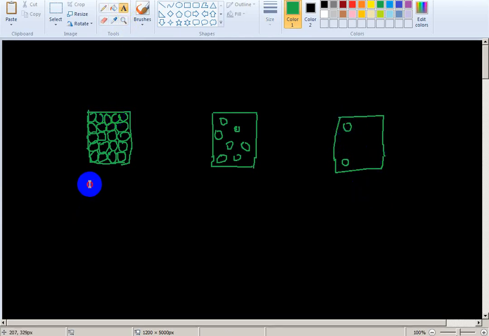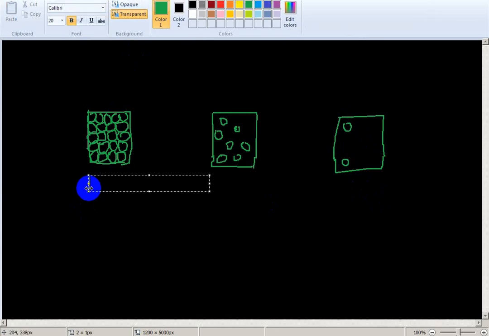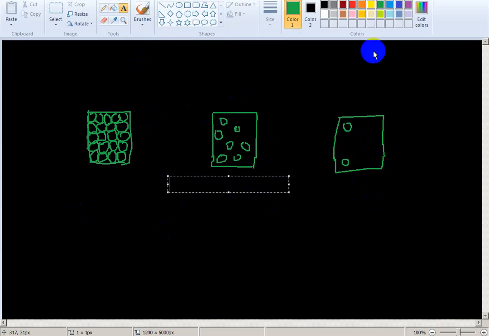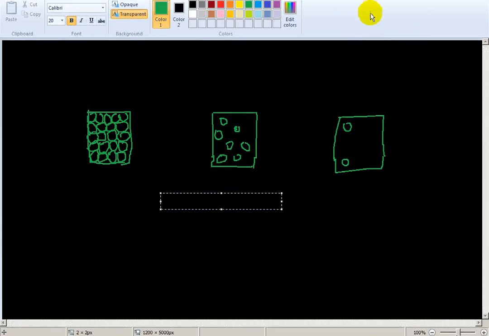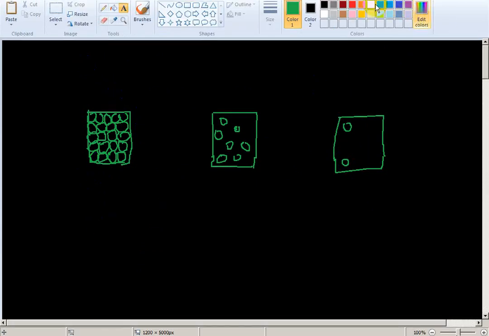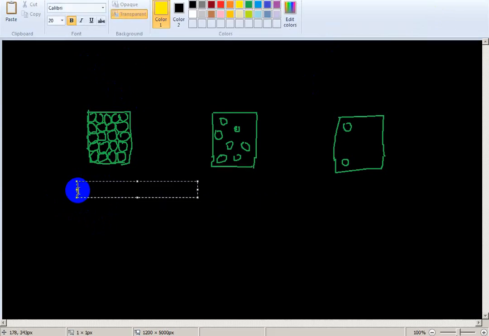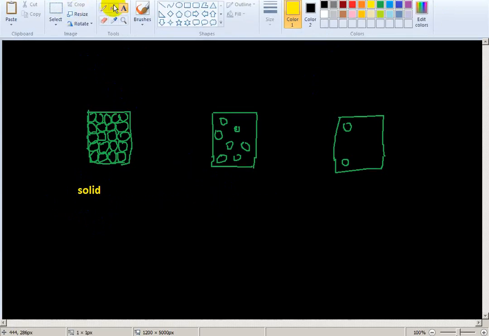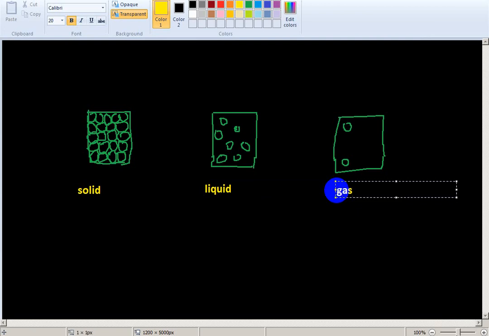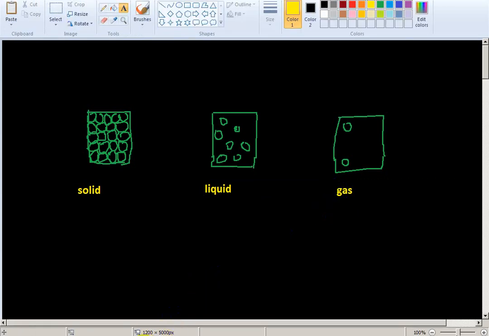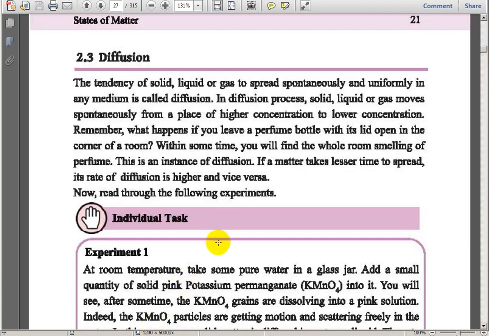This is the solid state. This is the liquid state, and this is the gaseous state.